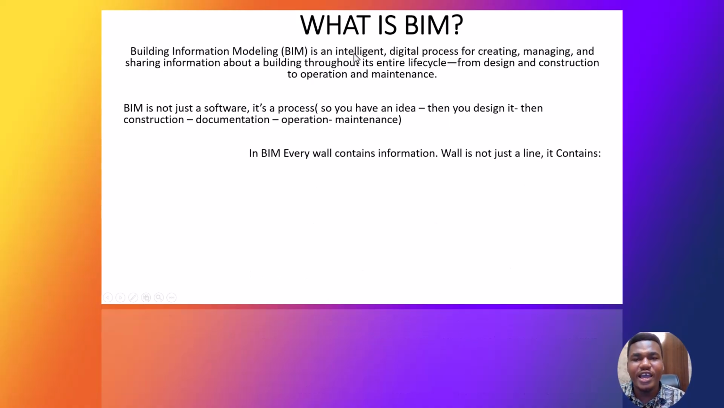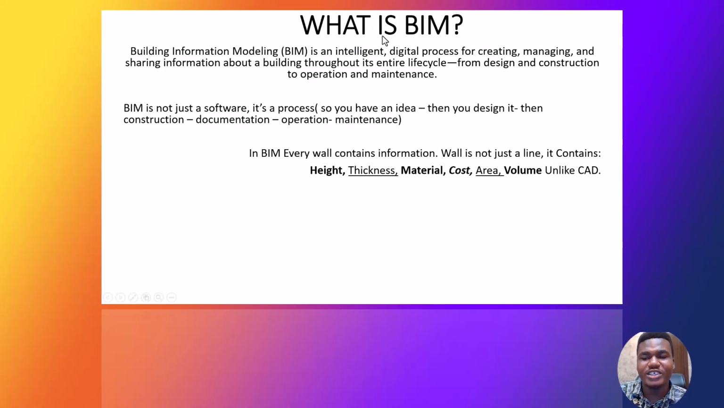In BIM, every element has its own information. Like a window has its own information, a wall has its own information. But in CAD, a wall is just a line. But in BIM, a wall is more than that. It contains information like height, thickness, material, cost, area, volume. Have you seen why BIM is important?